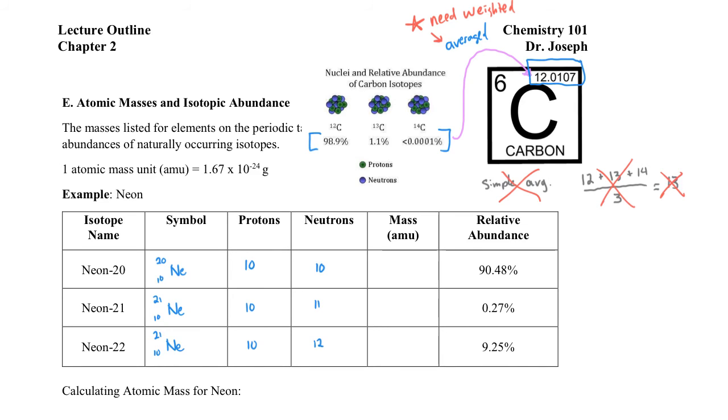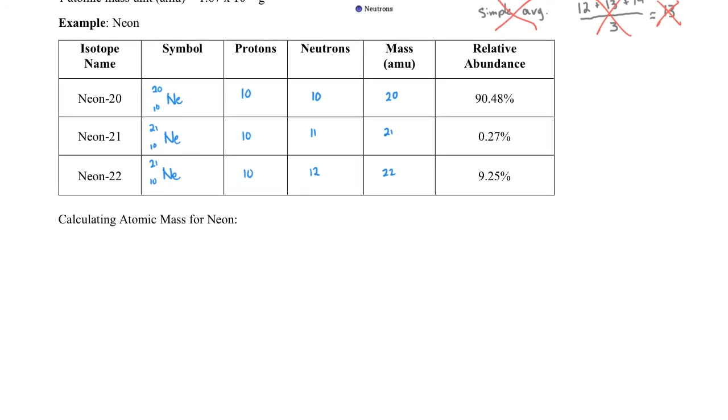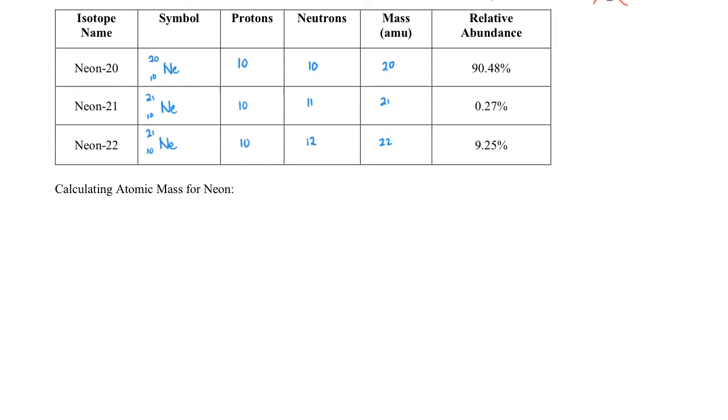Let's write down the mass for each of these isotopes. It's 20, 21, and 22. So when we're calculating the weighted average, most of the mass, 90% of it, will come from the neon 20 isotope. 10%, around that, will come from the neon 22 isotope, and a very small part of that will come from the neon 21 isotope. Let me show you the exact process for how we go about calculating this weighted average.